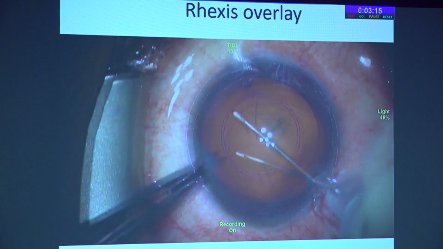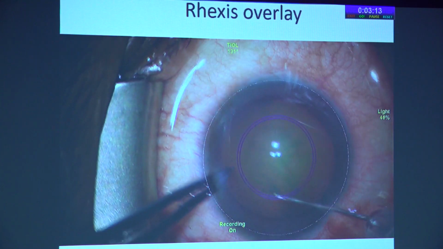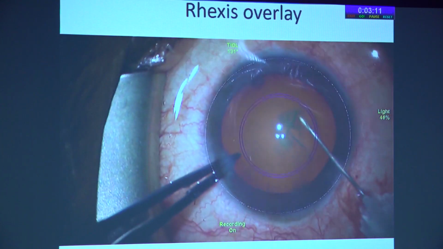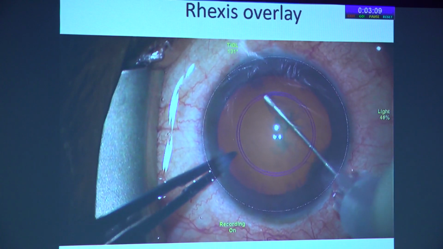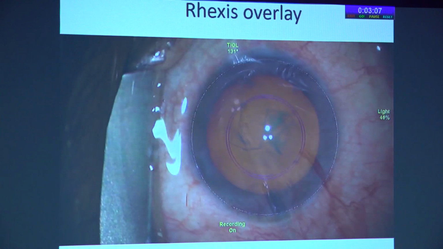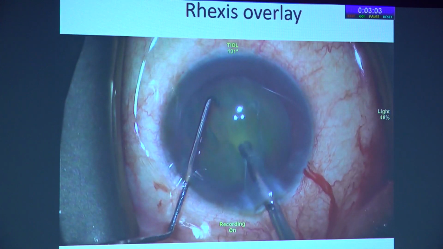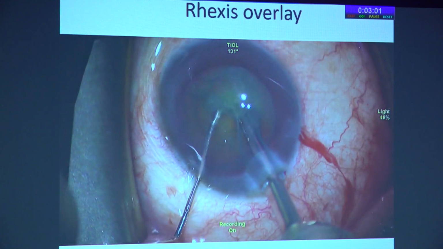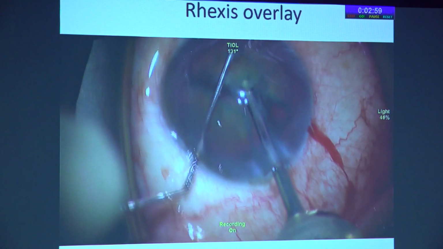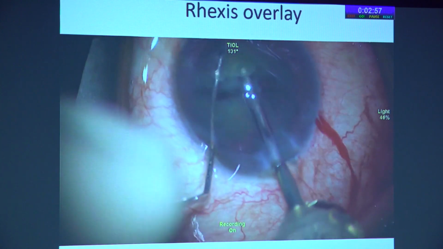So you might think to yourself, okay, I'm an experienced surgeon, I don't need this overlay mark, I know how to make a 5 mm rhexis. But believe me, once you try this, it gives you consistent results and gives you a very, very well-centered rhexis, which will be very helpful in getting your toric IOL stable. And you can be sure that the chance of the toric IOL misaligning will be very low.